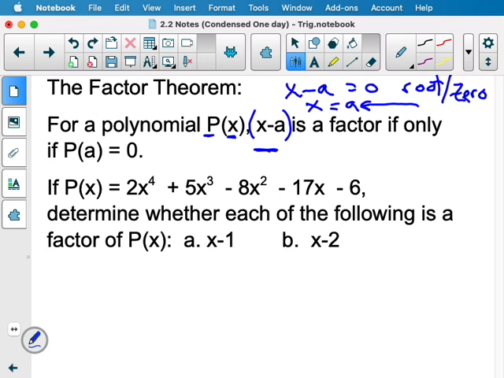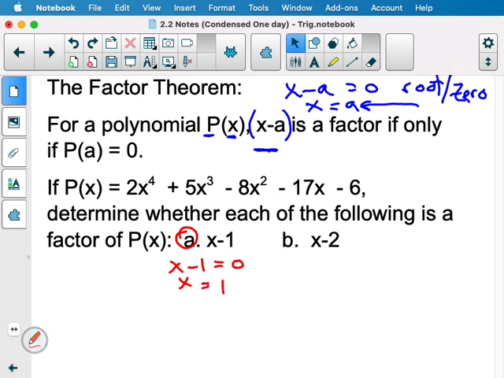So here we go. P of x equals 2x to the fourth plus 5x cubed minus 8x squared minus 17x minus 6. Determine whether each of the following is a factor of P of x, right? So the way we can do that is simply by looking at this first one here. Let's do it in red. x minus 1, right? So we take x minus 1, set it equal to 0, solve for x equals 1.